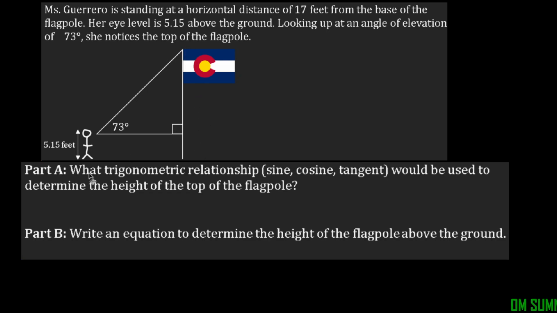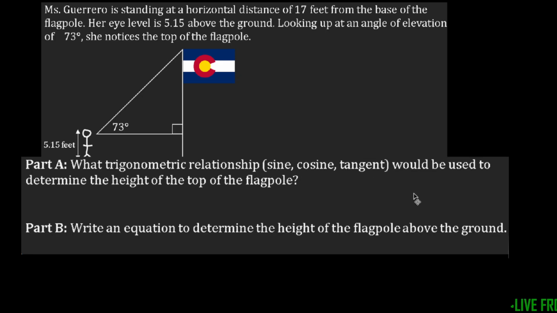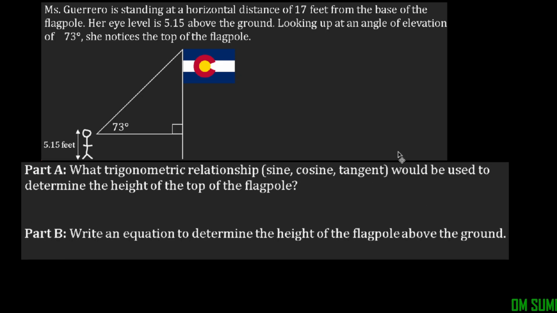So there's a couple different parts here. It says what trigonometric relationship, sine, cosine, or tangent, would be used to determine the height of the top of the flagpole. So if we label our sides, we can say, okay, here's our right angle. Across from that is going to be our hypotenuse. Here's our angle theta. We can circle that, and across from that is going to be our side opposite. And then this is going to be a side adjacent.